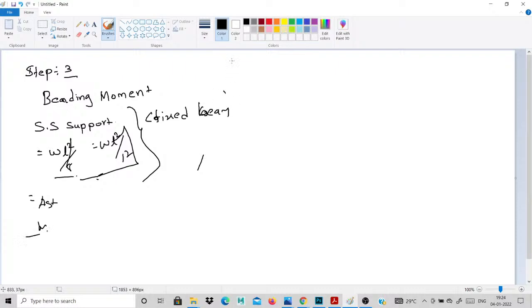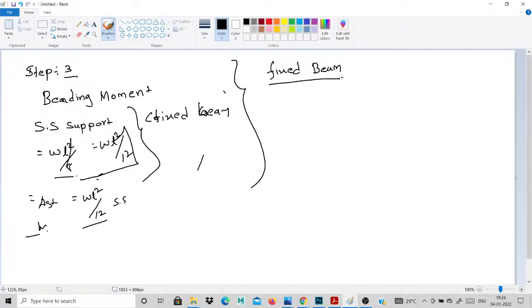The next step is a main step. This is the formula WL square by 12 for simply supported. Then you go for fixed beams. For fixed beams, there is a main method. For the fixed beam, you do not go for normal analysis. You go for the substitute frame method. To analyze your fixed beam manually, you go for the substitute frame method. This is a method of analysis. The first method is the substitute frame method.